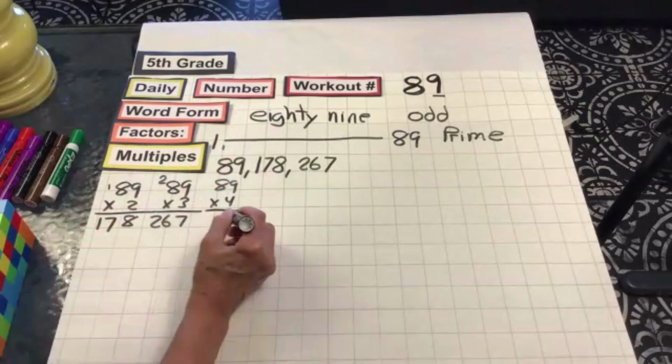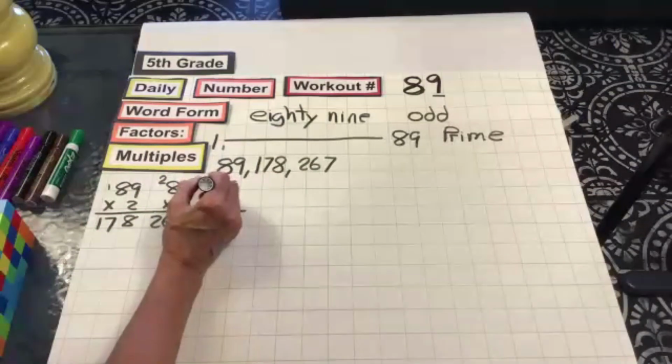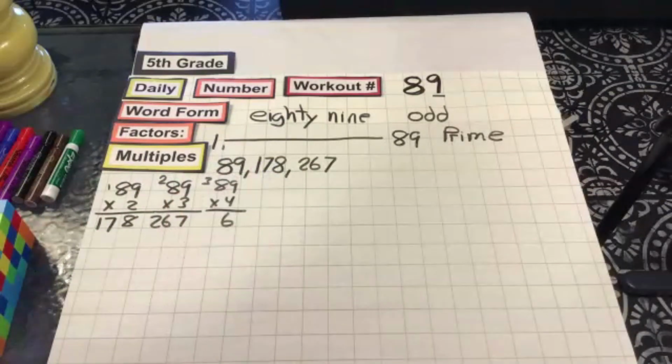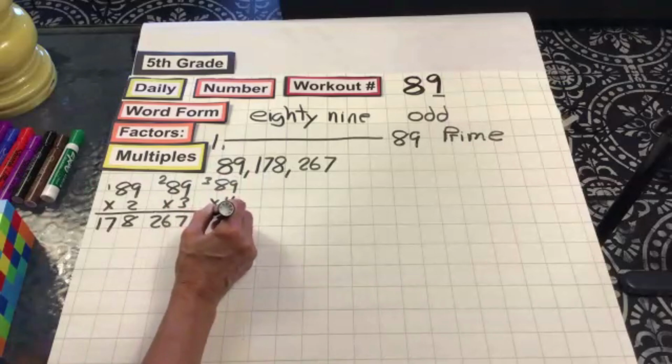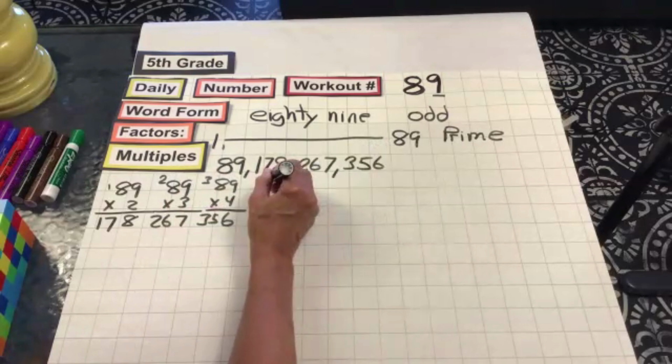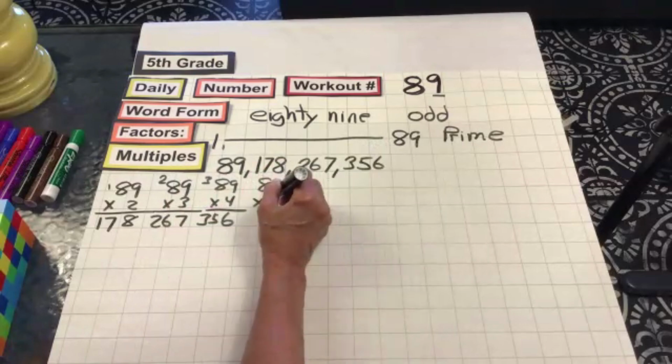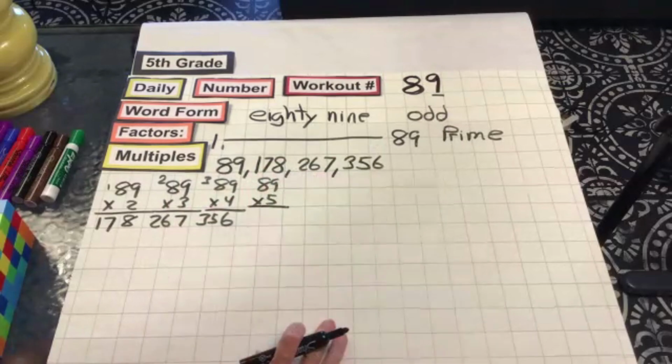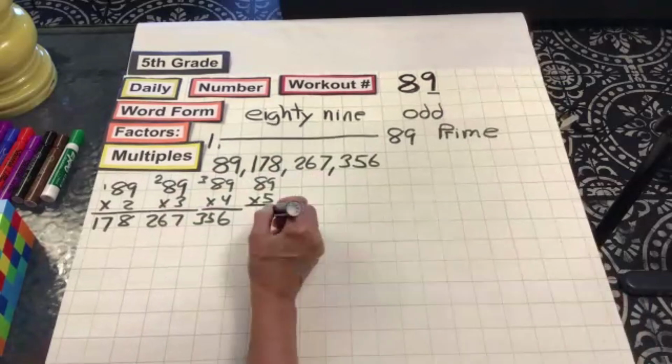89 times 4. 4 times 9 is 36. Drop the 6, carry the 3. 4 times 8 is 32, plus 3 is 35. That would be 356.